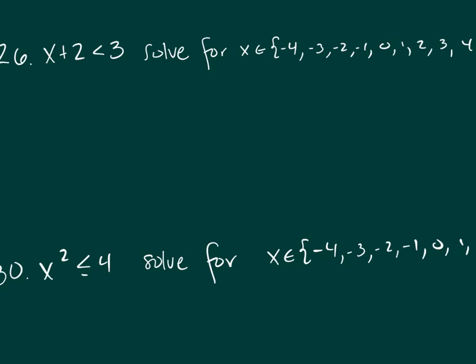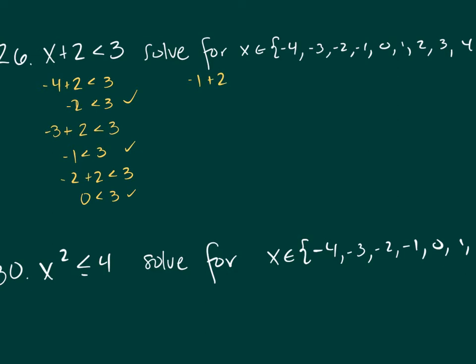We'll start with negative 4. Negative 4 plus 2 is less than 3. Negative 2 is less than 3. That is true. So negative 4 is in there. Negative 3 plus 2 is less than 3. Negative 1 is less than 3. That's also true. Negative 2 plus 2 is less than 3. 0 is less than 3. That's good. Negative 1 plus 2 is less than 3. 1 is less than 3.